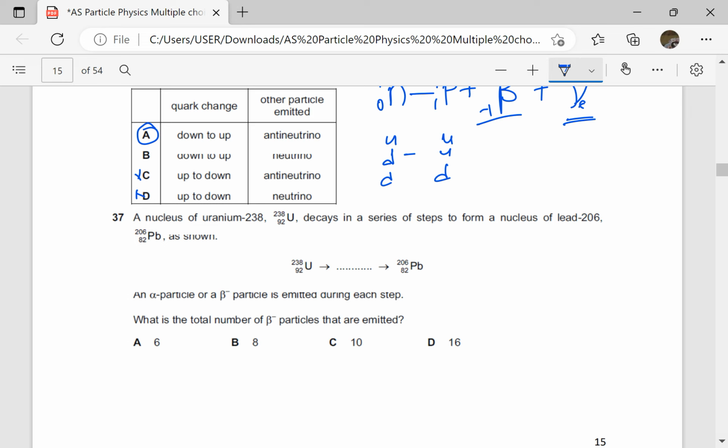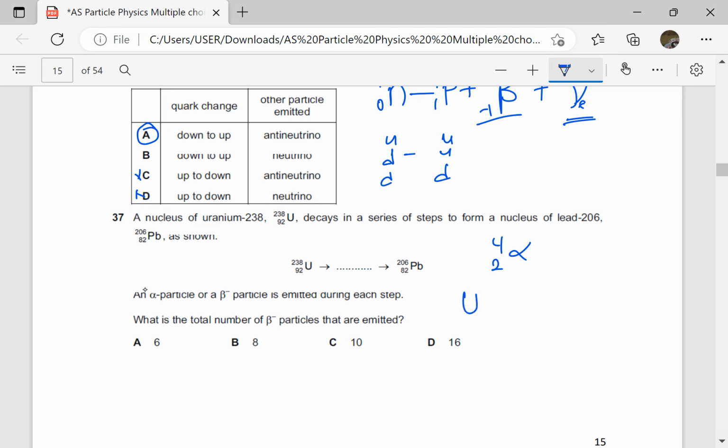A nucleus of uranium-238 decays in a series of steps to form a nucleus of lead-206. An alpha particle or a beta minus particle is emitted during each step. What is the total number of beta minus particles that are emitted? We have answered this question. So what determines the nucleon number is the alpha particle, and an alpha particle is 4, 2. It's the alpha particle which determines the nucleon number.